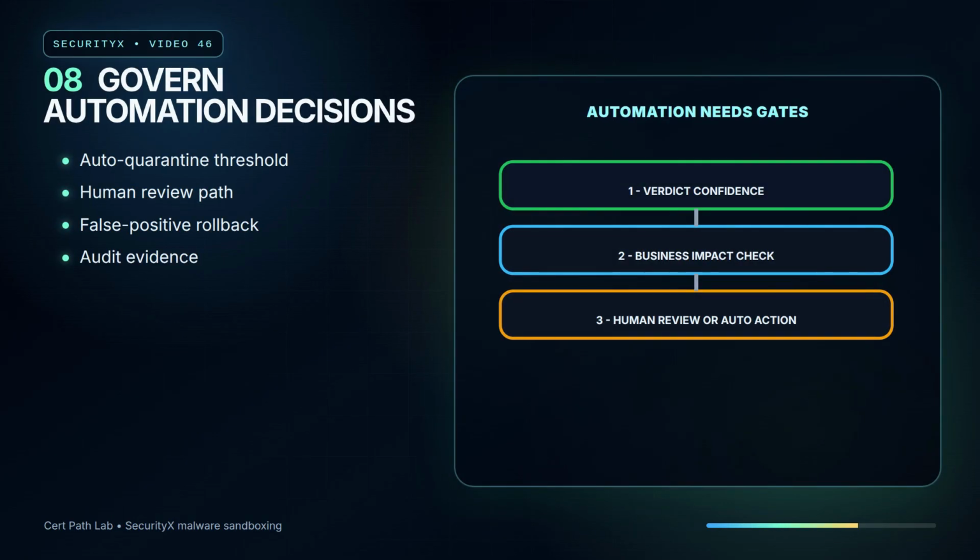Sandboxing often feeds automation, and that is where governance matters. If a high-confidence malicious verdict triggers quarantine, who approves that threshold? What happens when the file is business critical? Is there a rollback path? Senior practitioners design decision gates, not just integrations.